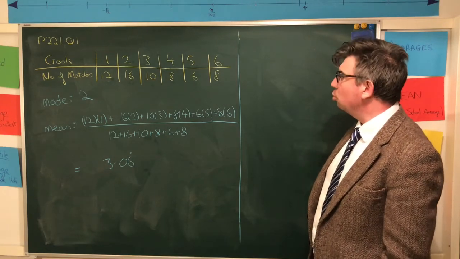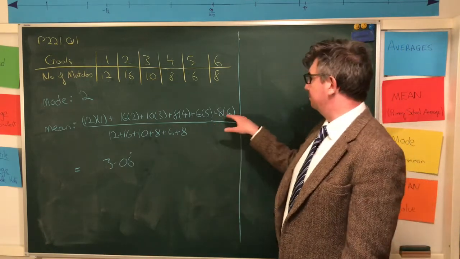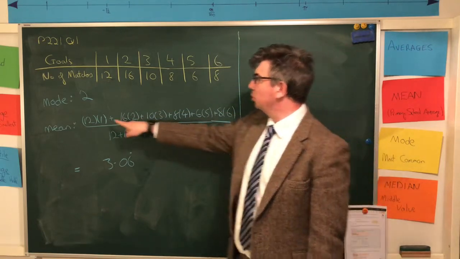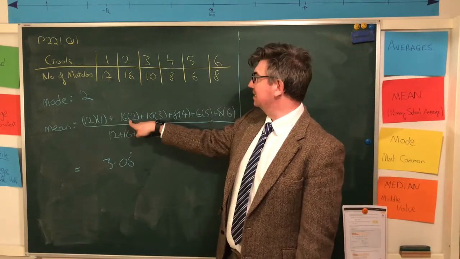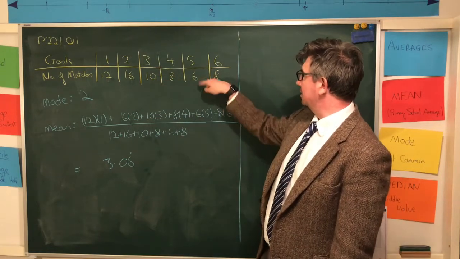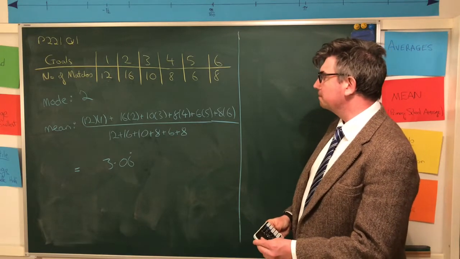Nothing too weird there. Would you get that this is adding them up? We're adding 12 ones onto 16 twos, onto 10 threes, onto 8 fours, onto 6 fives. So you need to be aware of that, okay? That's how we calculate the mean.